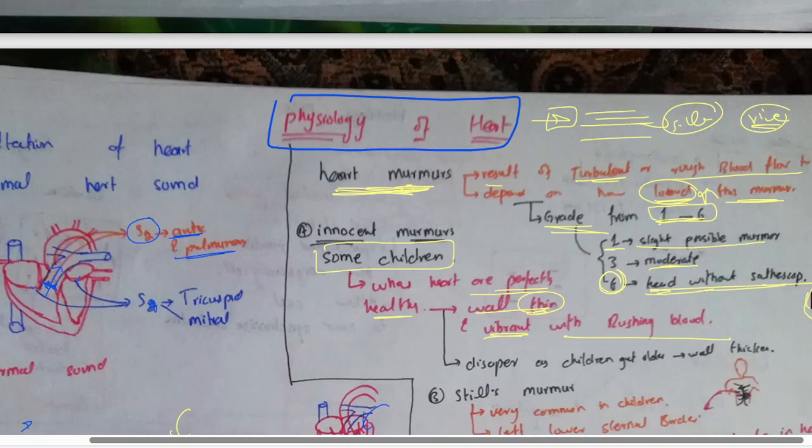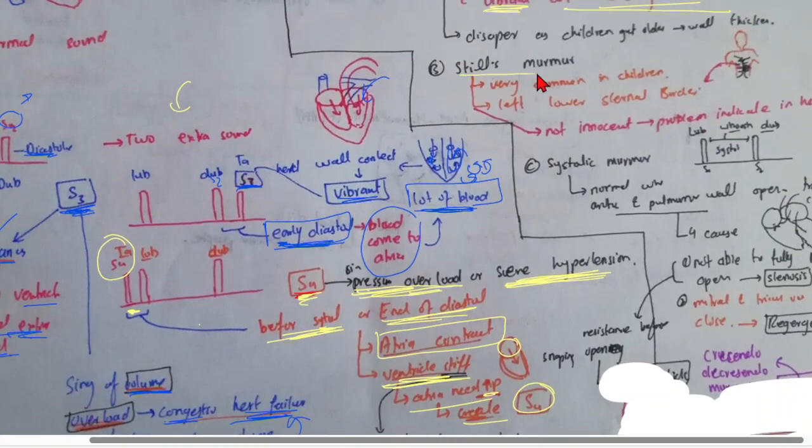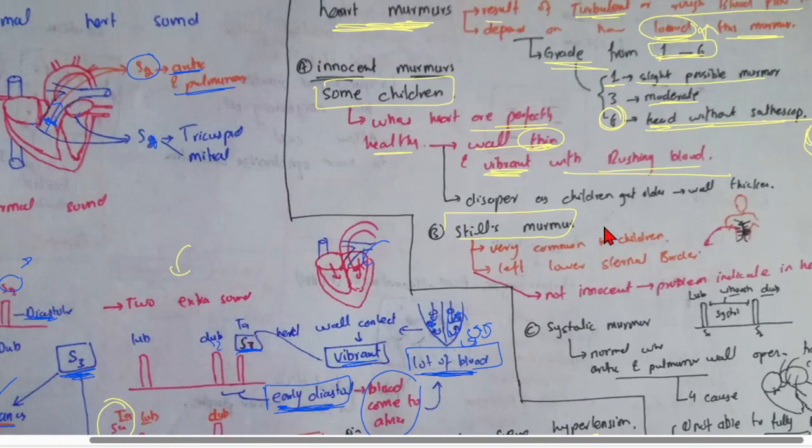so it contracts so much and expands so much. Due to the thin wall, a vibrating movement is created, and that is how the murmur is produced. It usually disappears in children as they grow.